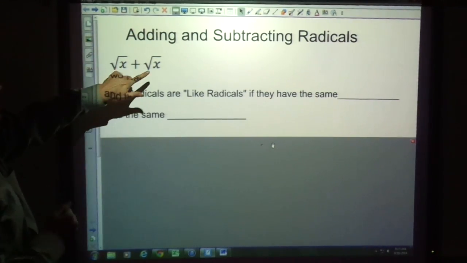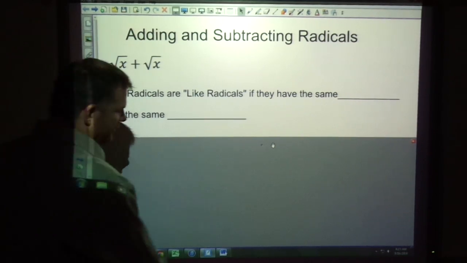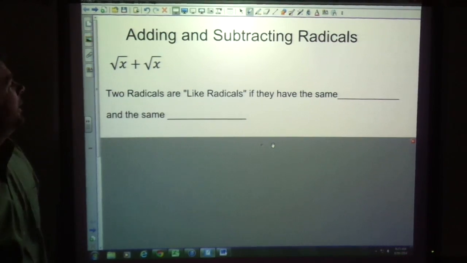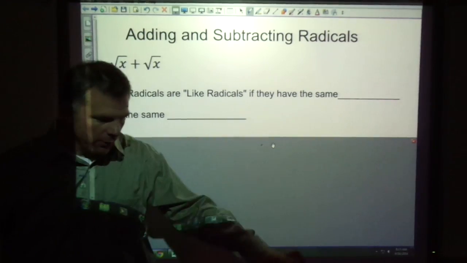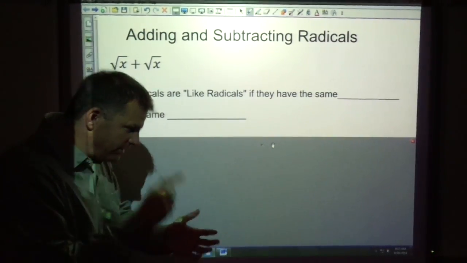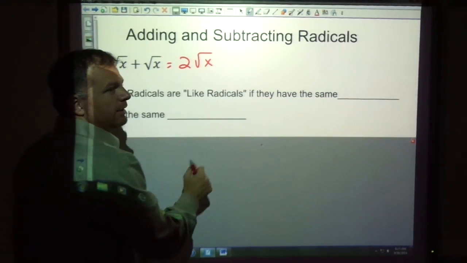If we have something like square root of x plus square root of x, is that even possible? And the answer is yes, this is possible. This is saying I've got one root x plus another root x. I've got one over here, I've got one over here. If I just put them together, how many square roots of x do I have here? 1, 2. This gives me 2 square roots of x.